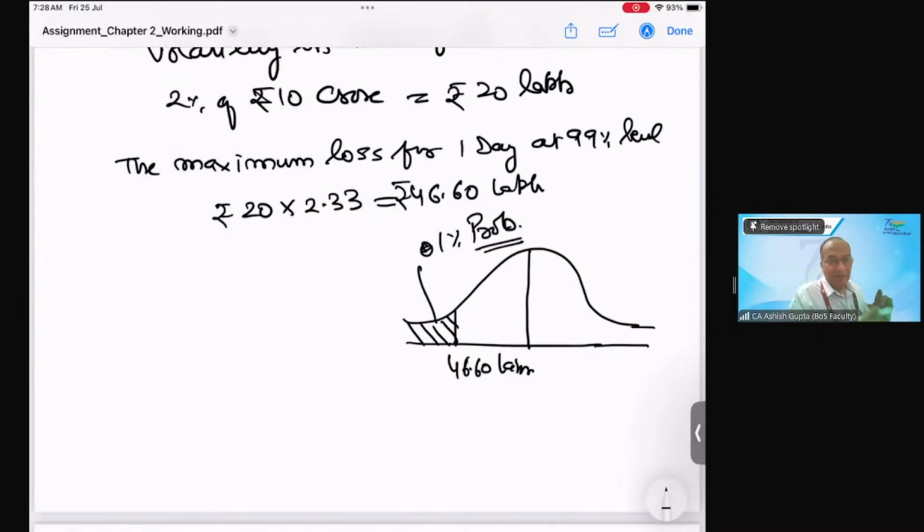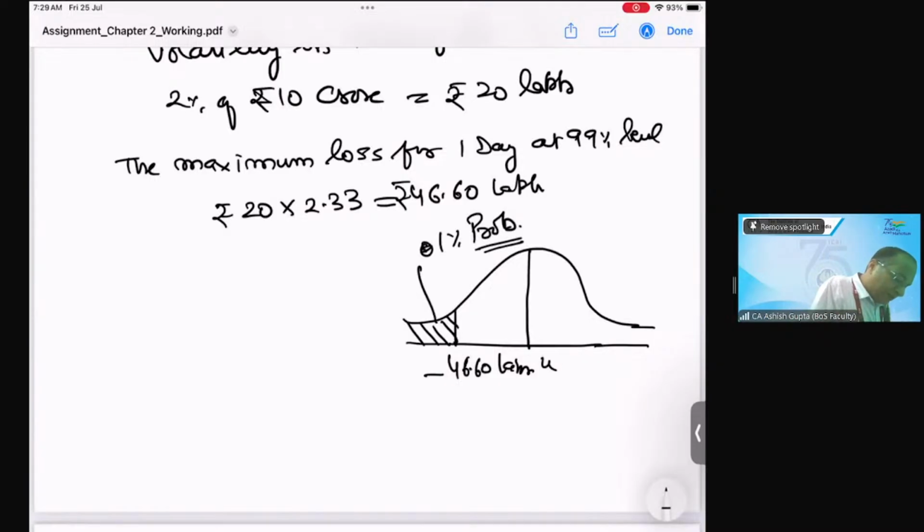46.6 lakh. See, we can visualize it like that. I am 99% confident that for one trading day, the maximum loss will not be more than 46.60 lakh. So this is my loss position. I can even say it otherwise: there is a 1% probability that my loss will be more than that.